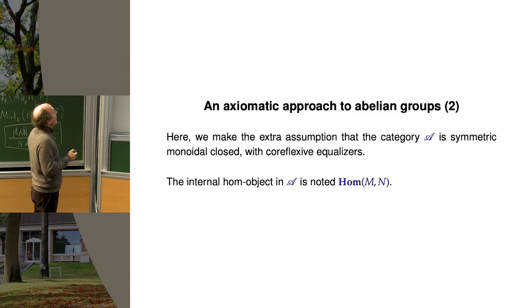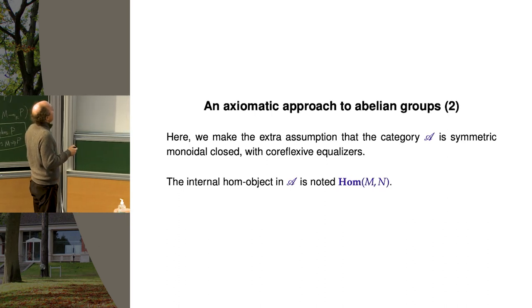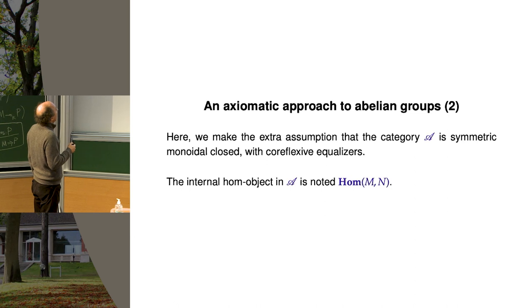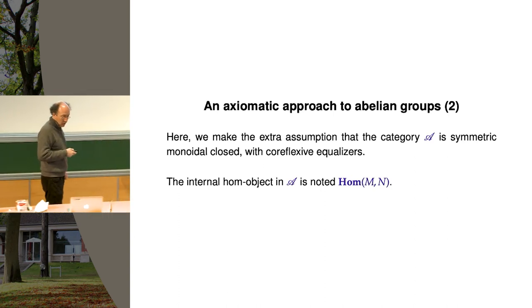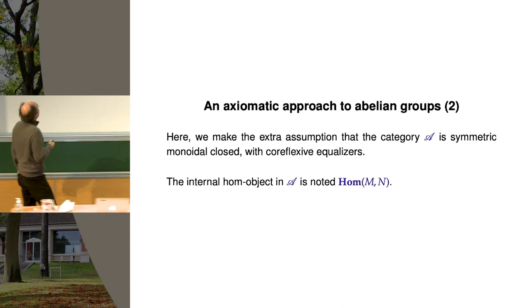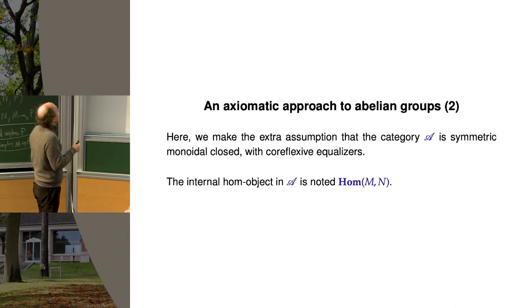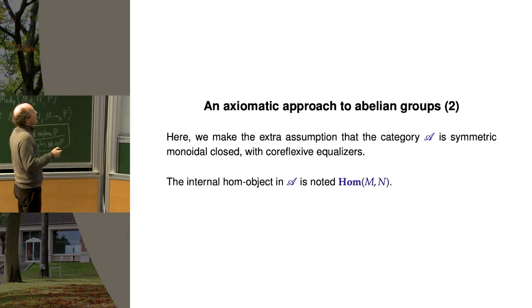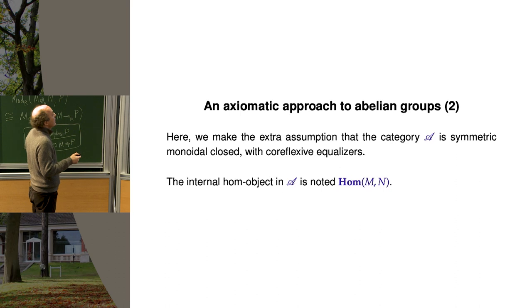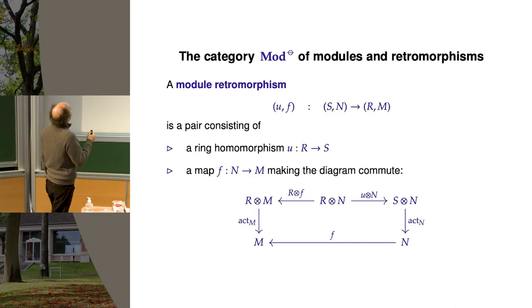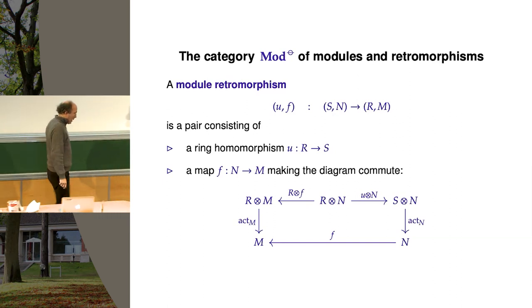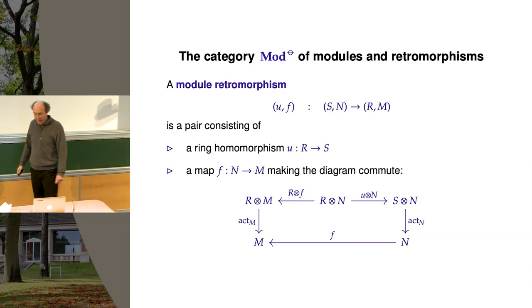So at this point, we make the extra assumption that A is monoidal closed and has coreflexive equalizers now. So for the moment, I was only using coequalizers, but here I will need equalizers. And the internal hom object in A is denoted like this, hom of M, N. And so now there is something a bit new, and I find it cute.